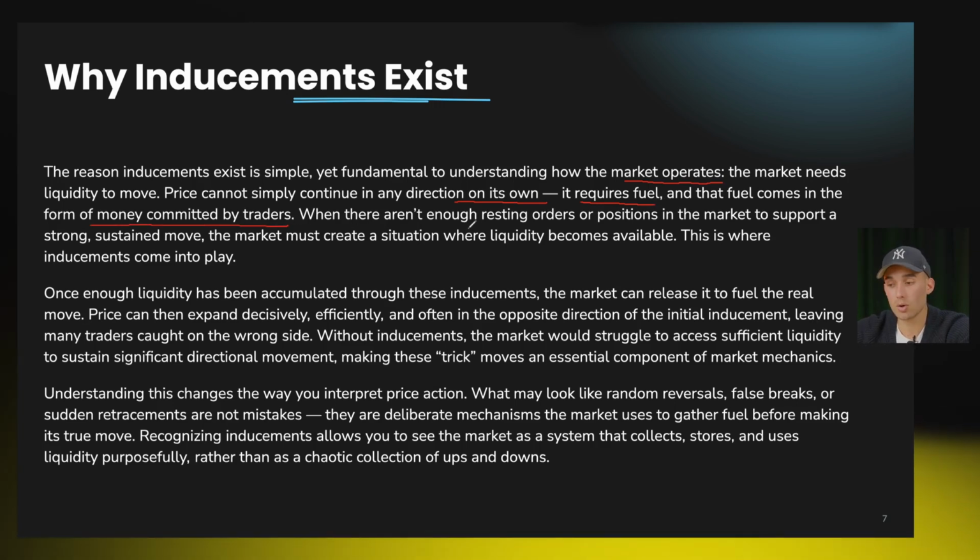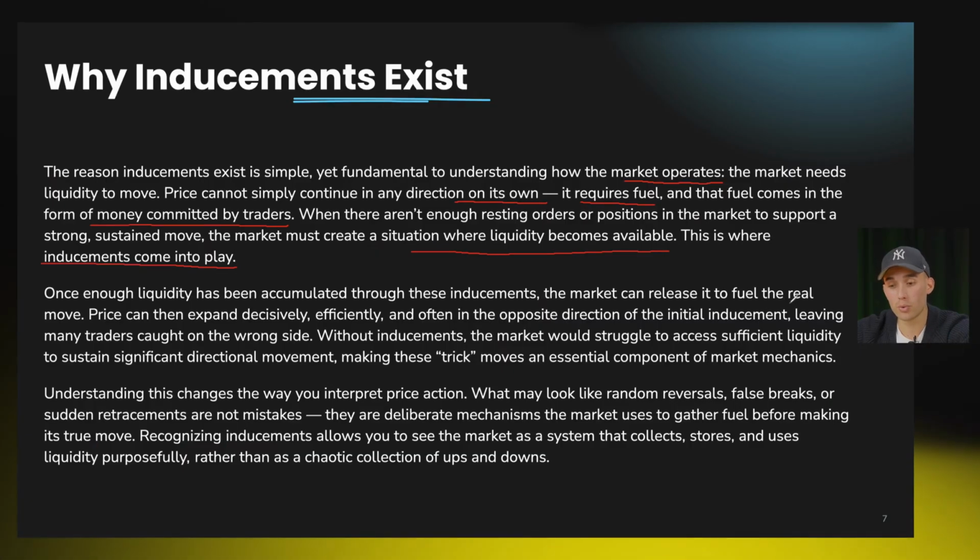When there aren't enough resting orders or positions in the market to support a strong, sustained move, the market must create a situation where liquidity becomes available. This is where inducements come into play. Once enough liquidity has been accumulated through these inducements, the market can release it to fuel the real move. Price can then expand decisively, efficiently, and often in the opposite direction of the initial inducement, leaving many traders caught on the wrong side. Without inducements, the market would struggle to access sufficient liquidity to sustain significant directional movement, making these trick moves an essential component of market mechanics.